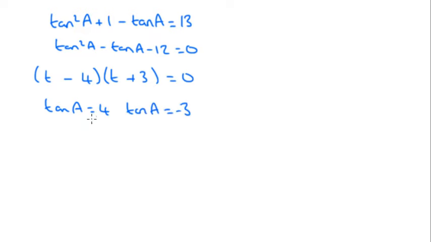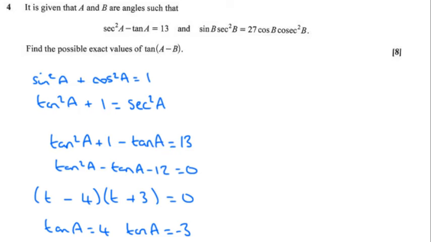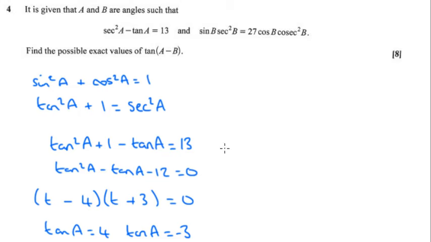Now, we don't need to work the a values out, because later on we are going to want tan of a minus b, so we just need to know tan a and tan b. So we've got 2 possible values for tan a. What about tan b? Well, what can we do with this?